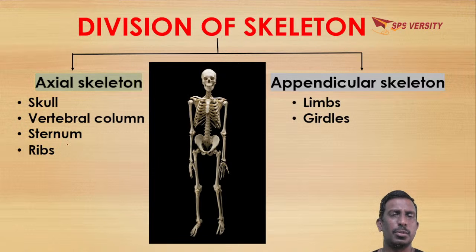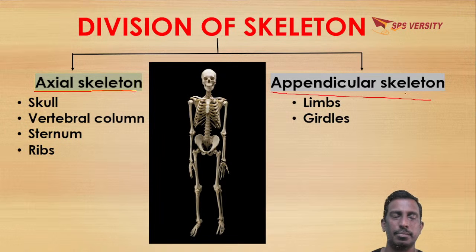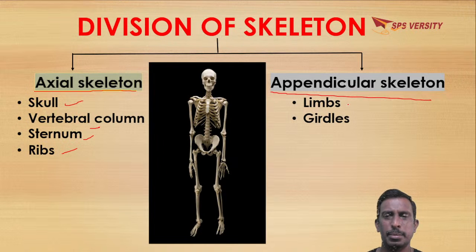So when you come to the division of the skeletal system, it is basically divided into 2: axial skeleton and appendicular skeleton. The axial skeleton has the skull, vertebral column, sternum and ribs. The appendicular skeleton means the forelimbs, the hind limbs and the girdles, the pectoral girdle and pelvic girdle.